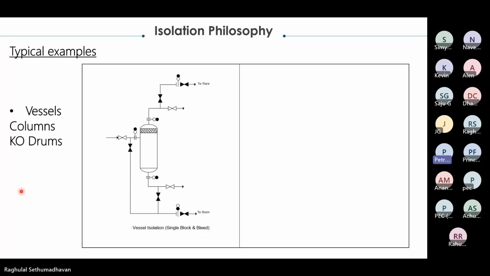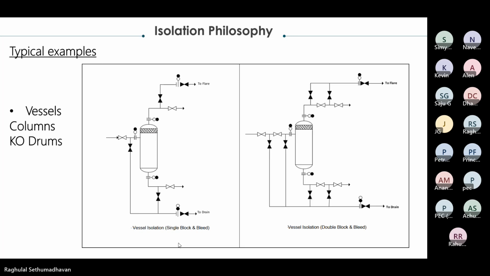Next is a typical vessel. Also single block and bleed and double block and bleed. You can see here. For double block and bleed, the difference is that all the bleed valves downstream will be taken to either drain or vent. This also changes from project to project, depending on client requirements. Sometimes we don't provide the hard piping.